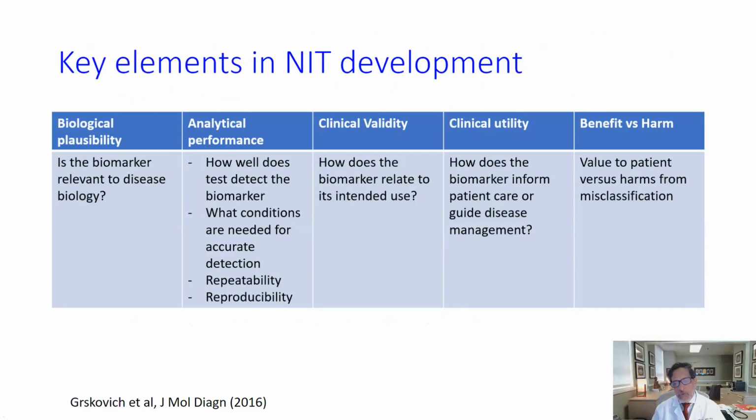The other piece to think about as we evaluate the utility and overall where a biomarker fits in is biology, the analytical performance: how well does the test detect the biomarker, what conditions are needed for accurate detection, the repeatability, reproducibility, and then its clinical validity. And often many studies will just show you an AUROC, which in my view provides information, but really is an incomplete measure of overall biomarker performance. And from clinical validity, we go to clinical utility, and then eventually we have to consider benefit versus harm based on the risk of misclassification.